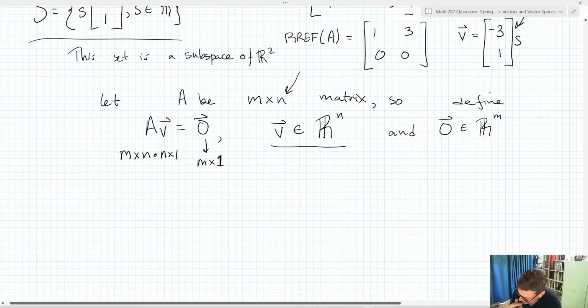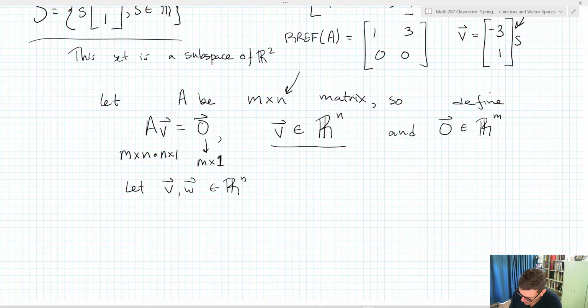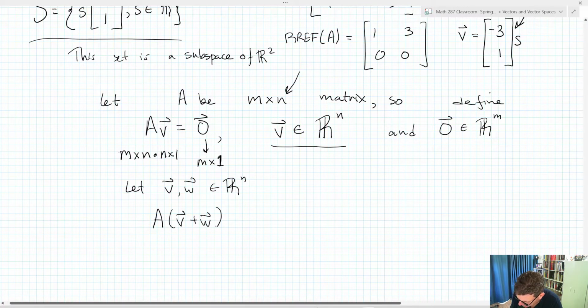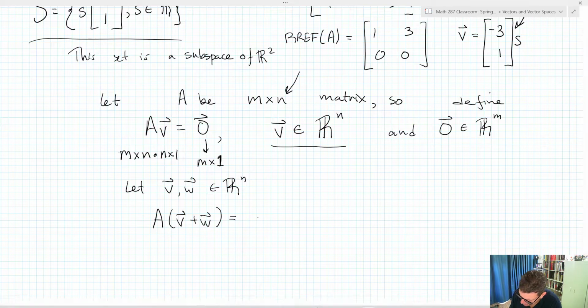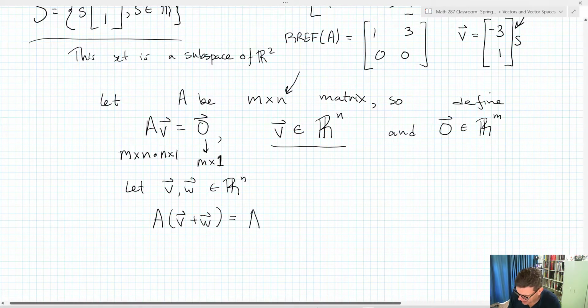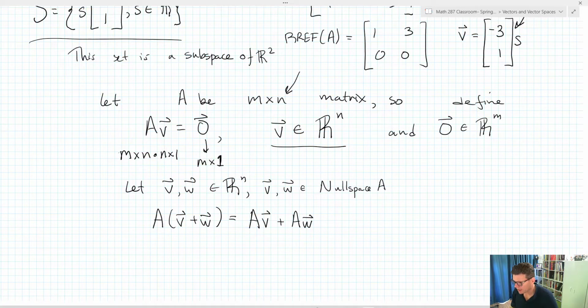Now I'm going to take AV equals 0, so we're going to let V and W belong to Rn. And then we're going to take A times (V plus W). We'll add the two of those together, A times (V plus W). And if you remember, when we do scalar multiplication, this is going to be AV plus AW. Now, the other piece that I want here is that V and W belong to the null space of A, so they're going to be inside of the set as well.